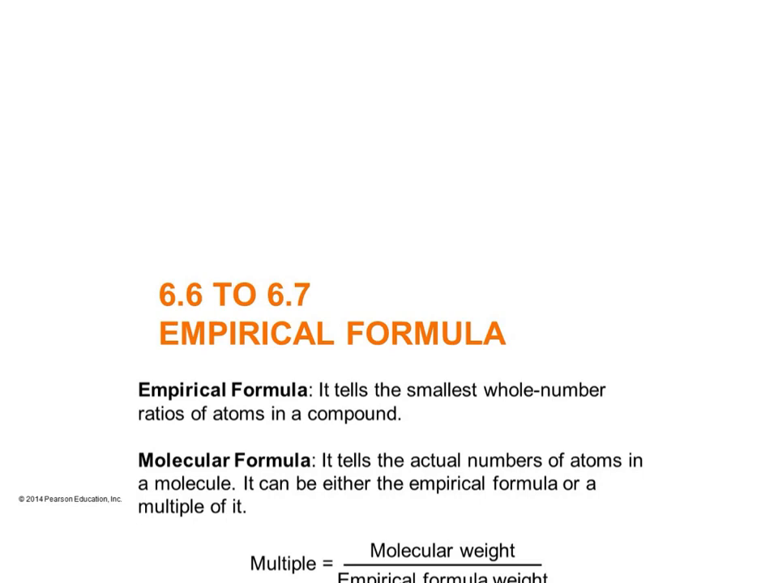What is an empirical formula? An empirical formula tells the smallest whole number ratio of atoms in a compound, as opposed to the molecular formula, which tells the actual numbers of atoms in a compound. Huh? Let's take a look at a couple examples here.